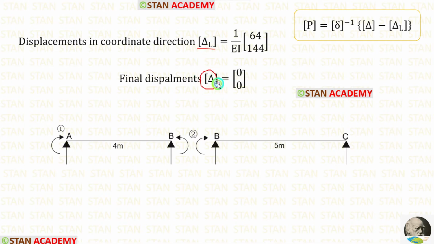Inside the delta matrix, we will have two values because there are two coordinates, but both of the values are 0 because there is no overhanging in the given beam. In this formula, we have calculated the delta L matrix and the delta matrix. Only one is remaining, that is the flexibility matrix.